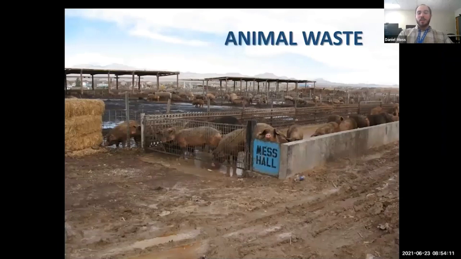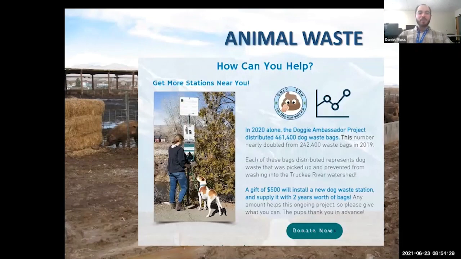Animal waste. Well, we don't have too many feedlots right here in the Truckee Meadows, but there are some within the Truckee River watershed. And again, this isn't an image we see too often. What we do see a lot more often of are dogs and people's pets. We love them, and there are a lot of dogs right here in Truckee Meadows. And this is a picture of a dog waste bag station put on by the Truckee Meadows Parks Foundation.